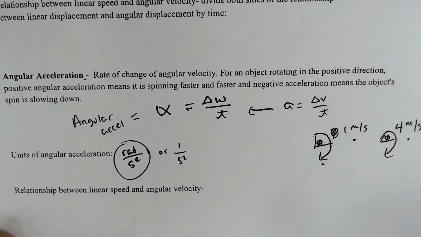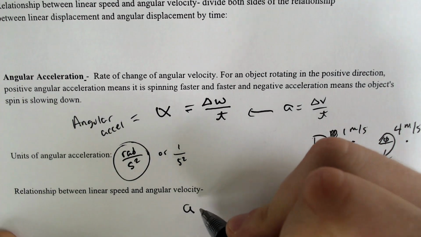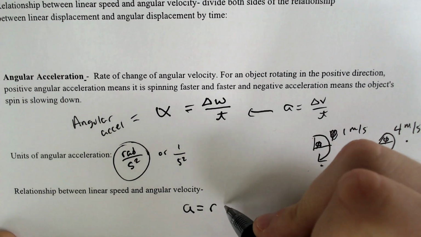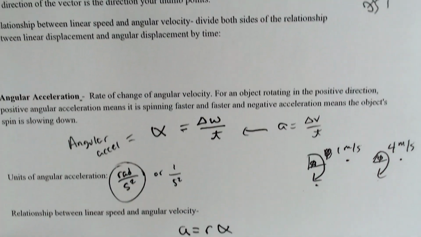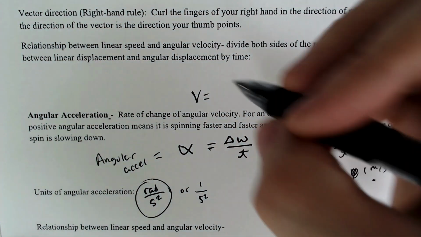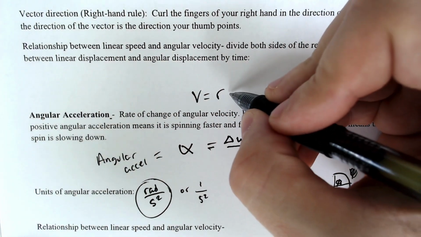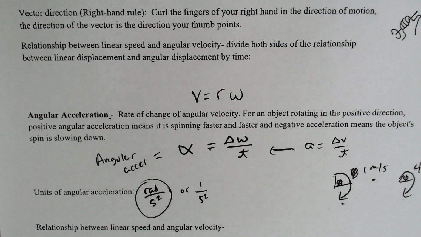And then a few other things. The relationship between linear speed and angular velocity would be your linear speed would equal your radius times alpha. And if we wanted the linear velocity, you would take your radius and you would multiply by your angular velocity.